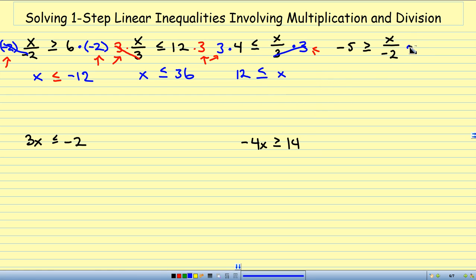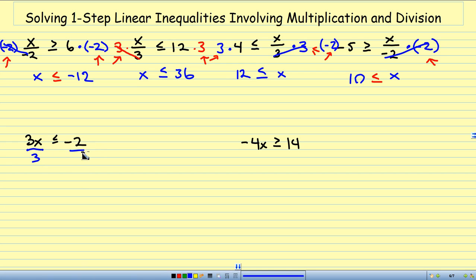I'm going to take and multiply by negative 2. So in this one, I'm multiplying both sides by a negative. So I am going to switch the direction of the inequality. And when I do that, I have x here. I have positive 10. Now, I put these two in because I wanted to show you that you could get an answer that's a fraction. It's okay. It's no big deal.